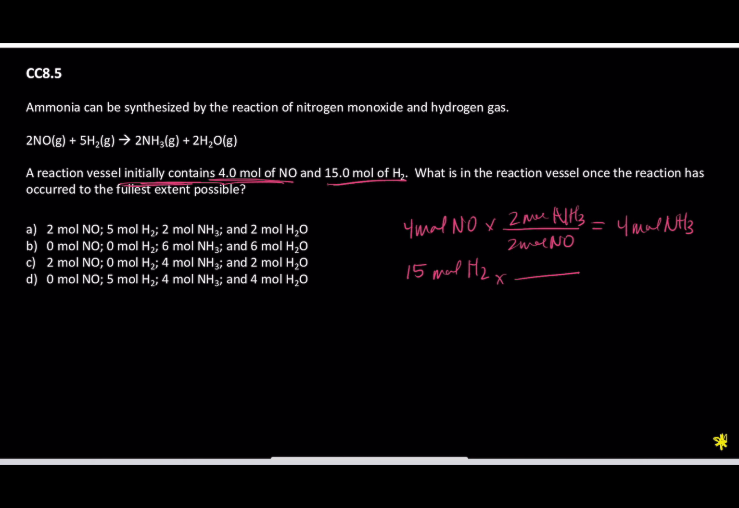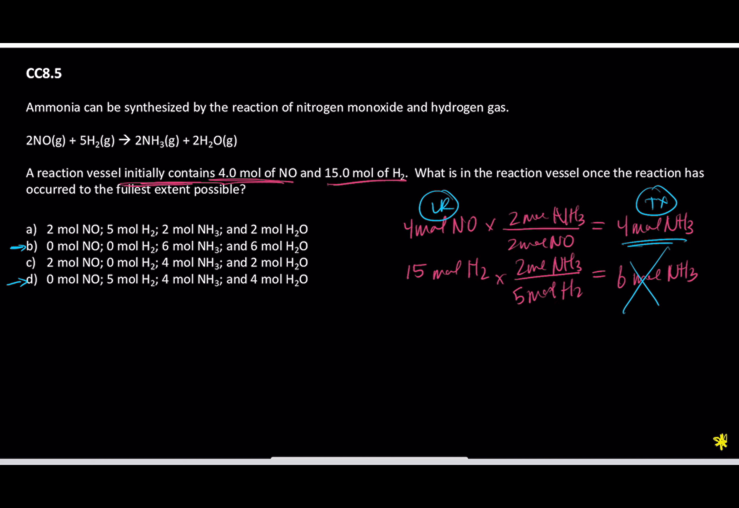For 15 moles of H2, we would take our 5 moles of H2 from the equation, and we could make 2 moles of NH3. And what's this going to give us? 6 moles of NH3. What does that mean? That means this is not real, this is our theoretical yield, and this is our limiting reactant. So what did we just learn? How much NO will be left at the end? Correct, 0, which means that we have just narrowed the answers down to these two, because these both say 0 NO.